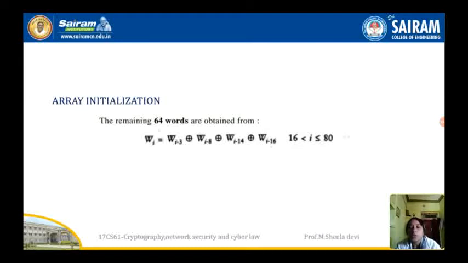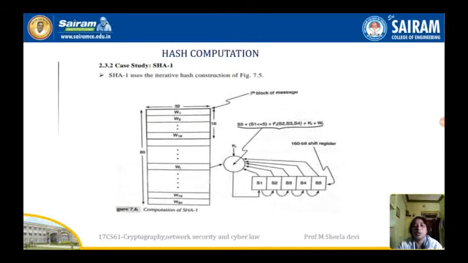So if you XOR all these words, then you will get the word called 17. Then 18, 19, like this you can generate another 64 words which is required for this block. So with the array initialization equation, we have generated 80 words, 16 words from the message block and the remaining 64 words from the equation. So our input words are ready.